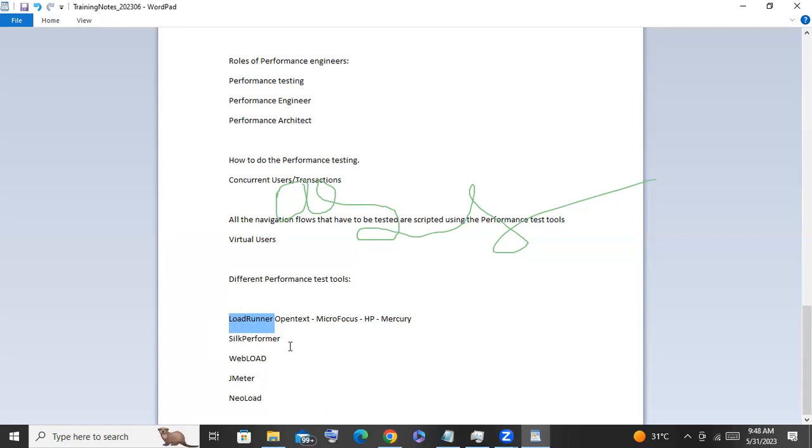Why? Probably the timing, probably the kind of support that LoadRunner provides. You raise a support ticket with LoadRunner, guys, and they're so fast in responding, you'd be amazed. They would be on your back to get that particular issue resolved. So the kind of support that LoadRunner gives is amazing. I'm not sure how things are after OpenText took over, but before that it was pretty good.